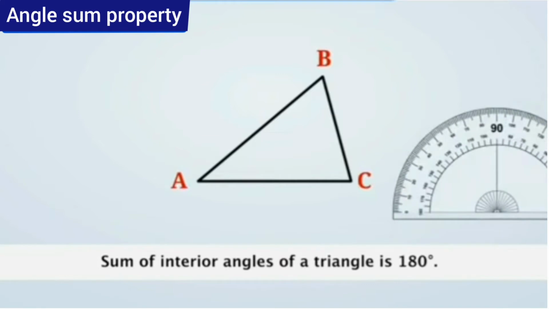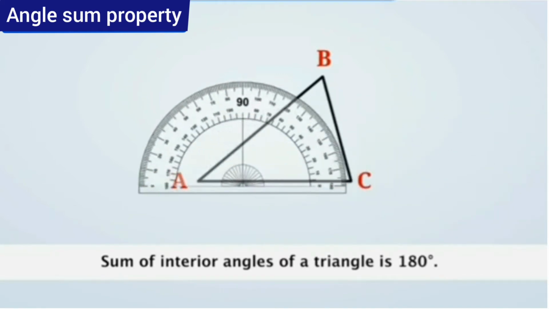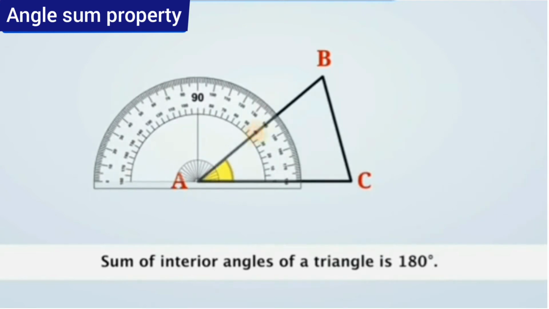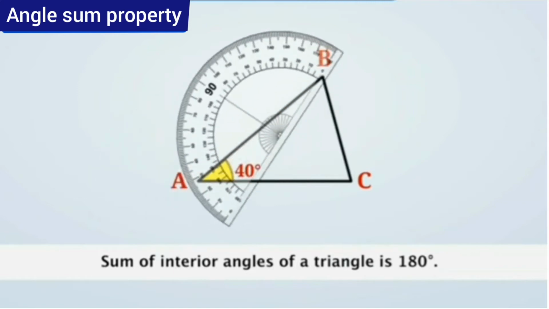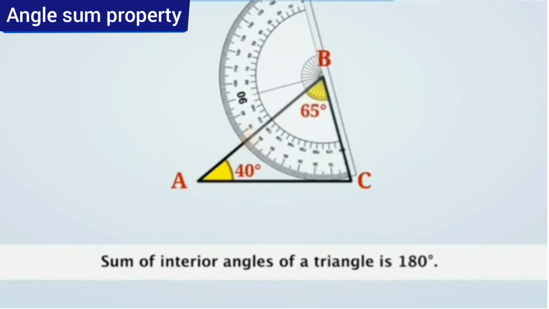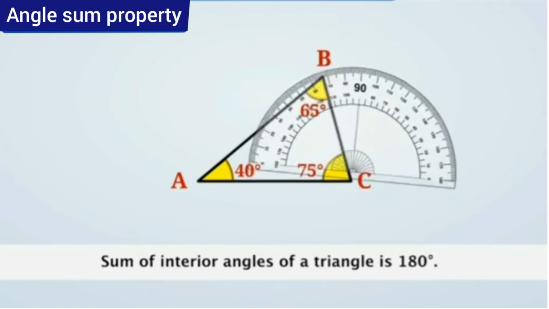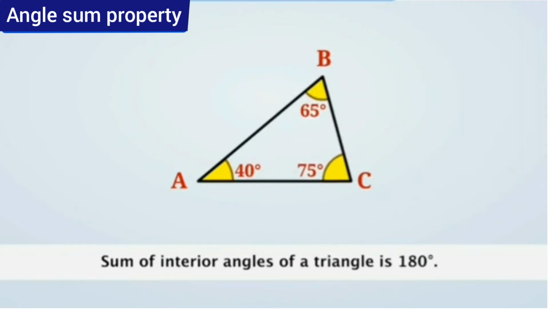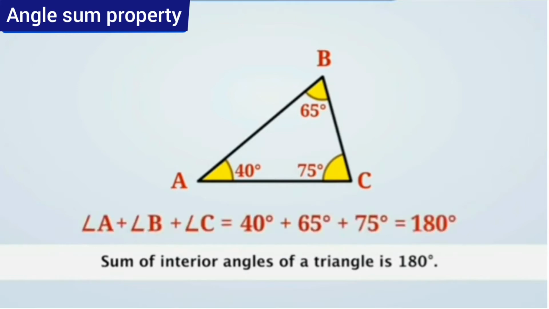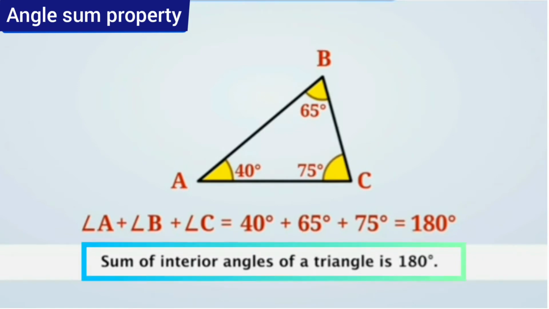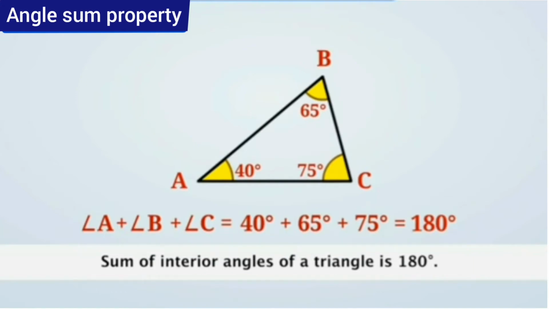We have here triangle ABC. Let us measure all the angles with the help of a protractor. If we measure angle A with the protractor, we get 40 degrees. Similarly, the measure of angle B is 65 degrees and the measure of angle C is 75 degrees. If we add all the angles of triangle ABC, we get 180 degrees. With this, we can understand the sum of interior angles of a triangle is 180 degrees.